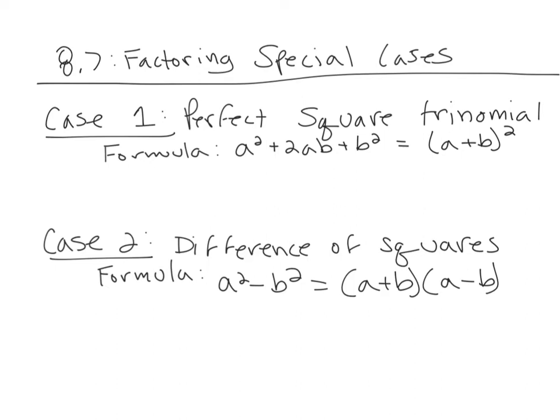For section 8.7, we talk about factoring special cases. So far, we've talked about factoring using different methods based on our setup or situation from the very beginning. Here in 8.7, we're going to look for special, unique cases that have a specific formula that will help us factor. First case is factoring with perfect square trinomials.